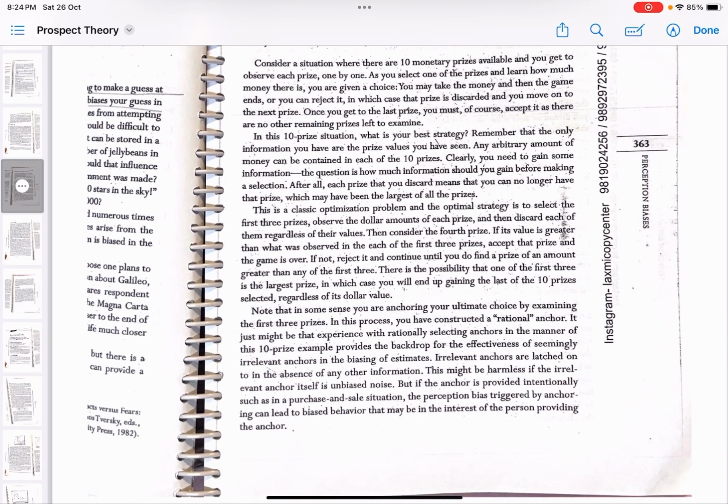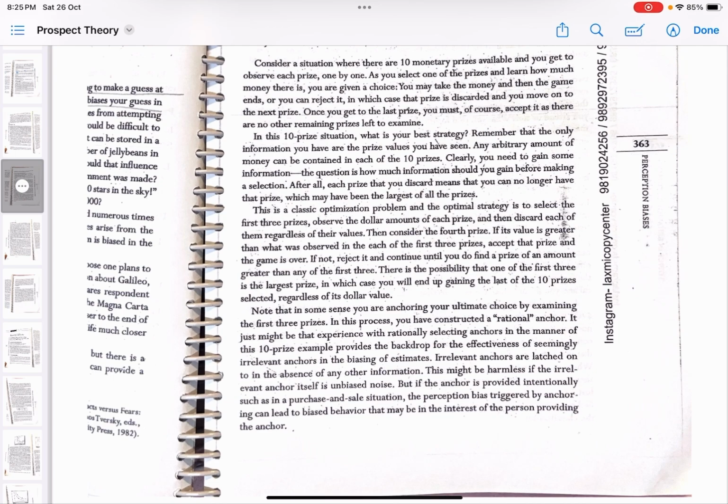Okay, now let's read this particular example. Consider a situation where there are 10 monetary prizes available and you get to observe each prize one by one. As you select one of the prizes and learn how much money there is, you are given a choice. You may take the money and then the game ends, or you can reject it, in which case the prize is discarded and you move on to the next prize. Once you get to the last prize, you must of course accept it as there are no other remaining prizes left. So in this 10 prize situation, what is your best strategy?